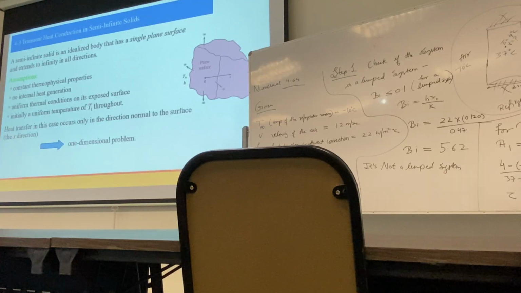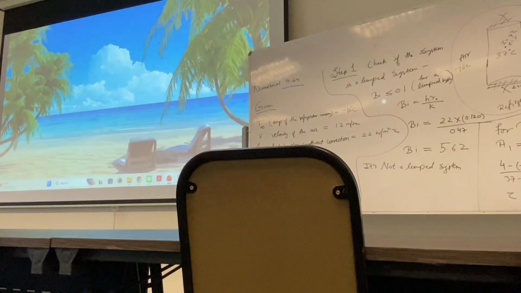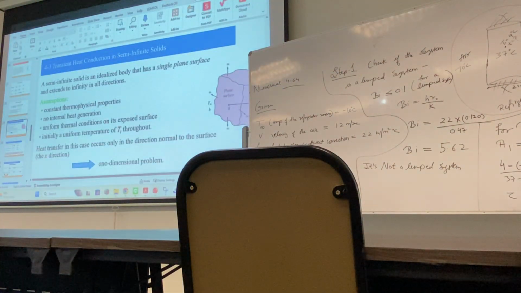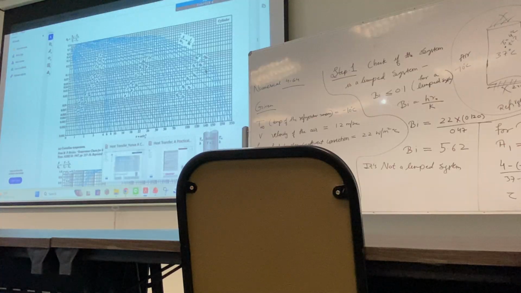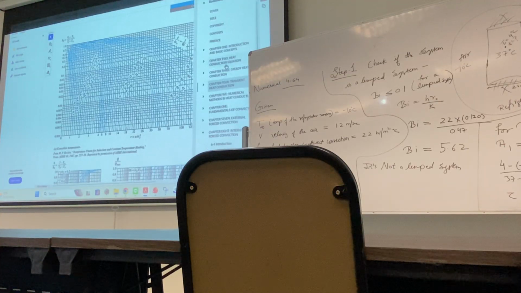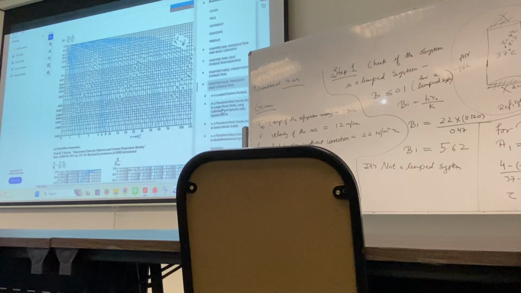The first one was lump system. The second was transient heat conduction in large plane walls, long cylinders and spheres, where we use the exact solutions and Heisler charts. First was lump system analysis, where we check if the Biot number is less than 0.1, then only we use this lump system.